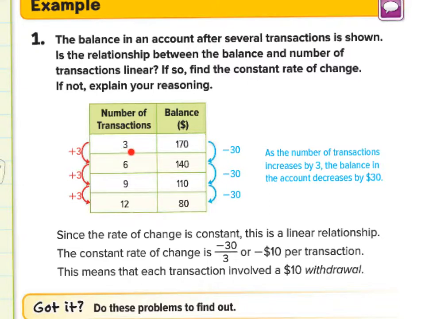So you could say that the constant rate of change is, for every 1, it's 10 on this side. Do you see it? Because if it's every 3, it's 30 here. Every 3, it's a minus 30, and another 3 is minus 30 here. Since the rate of change is constant, this is a linear relationship. The constant rate of change is $30 less, or negative 30, for every 3 uses of the credit card or the debit card. Or we could say minus $10 per transaction. This means that each transaction involves a $10 withdrawal or expense, right?